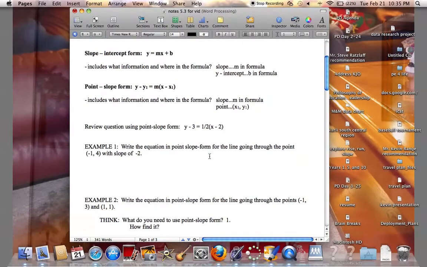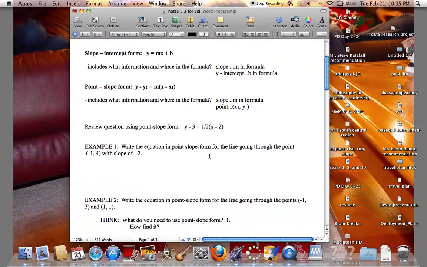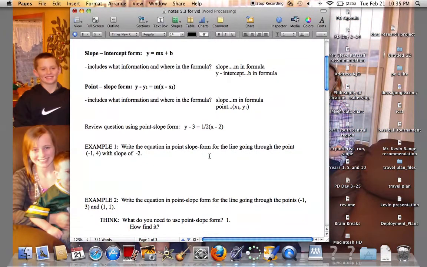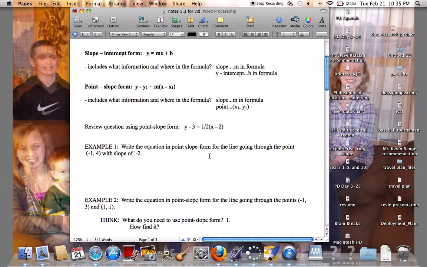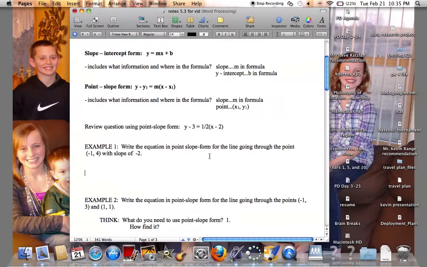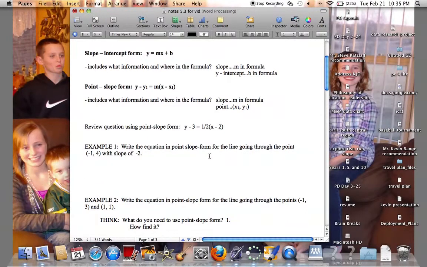Write the equation in point-slope form. So we're allowed to leave it in point-slope form. It goes through the point (-1, 4), and it has a slope of -2. So the question you have to ask yourself is, do I have the two pieces of information that I need to write the equation of a line in point-slope form? And the answer is yes. All you need is the point and the slope.